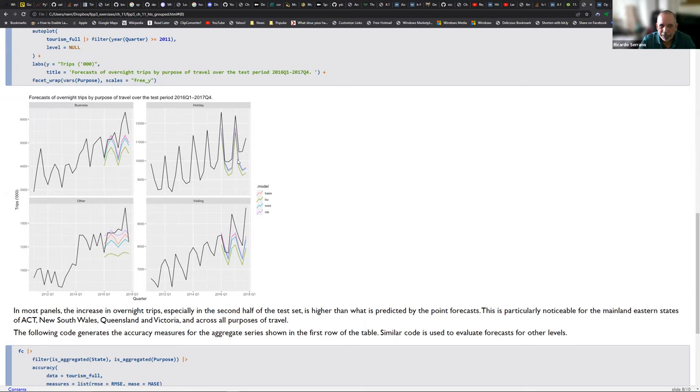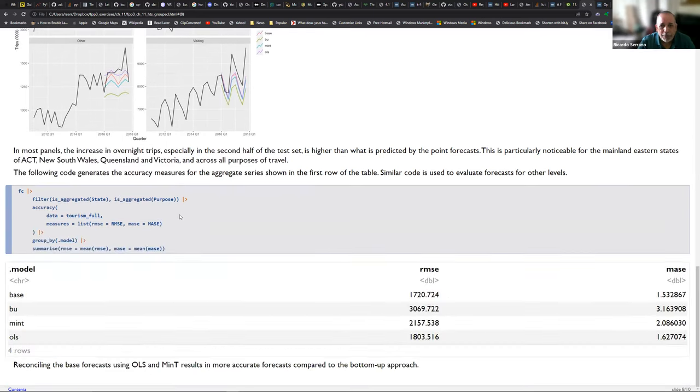They're underestimating the actual observed values, but they're following it. Again, in "other," which is the bucket category, anything that is not business, holiday, or visiting, we get some problems here. This spike, the models are not capturing. So probably we need other indicators or another model to improve this, because this is going to affect the whole accuracy method.